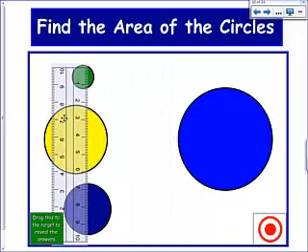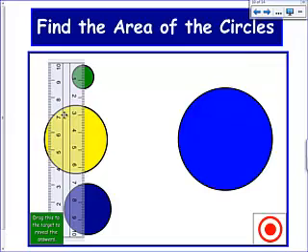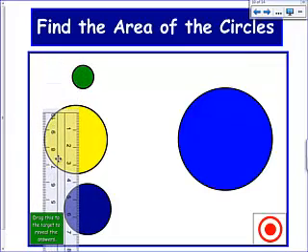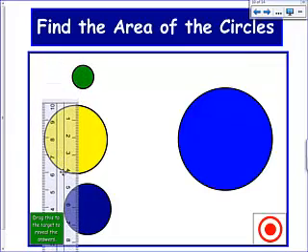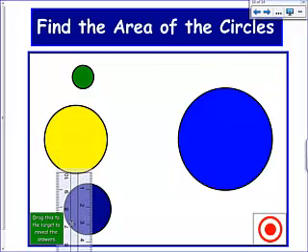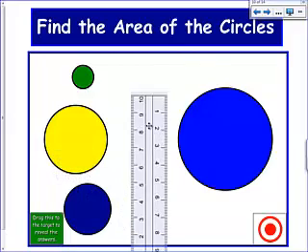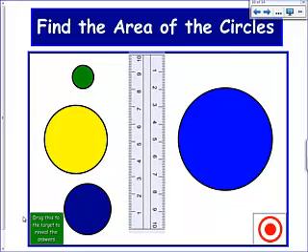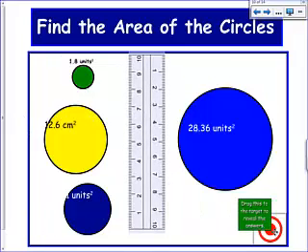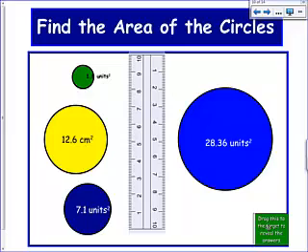Same thing with this one. This is 1.5. This is 4. This is 3. Okay, so if I drag this to the target to reveal the answers, there's the answers. Let me move this over here, because we don't know quite if they are centimeters. We're going to use units instead. 1.8 units, 12.6 units, 7.1 units squared, 28.36.